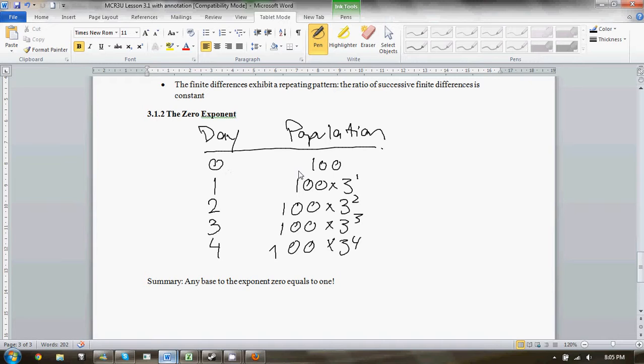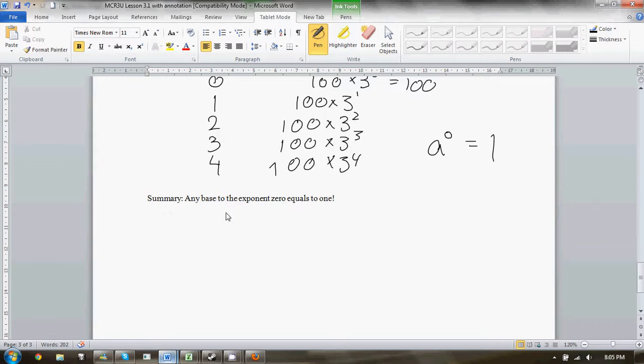But as you can see, at day 0, you can think of it as multiplying by 3 to the power of 0. If you punch into your calculator 3 to the power of 0, it will equal 1. So this is actually just equal to 100. Applying the zero exponent to anything just takes it down to the number 1. So you can think of this as a to the power of 0 is equal to 1 as a general rule, where a is any number that isn't 0. As a summary, any base to the exponent 0 equals 1.